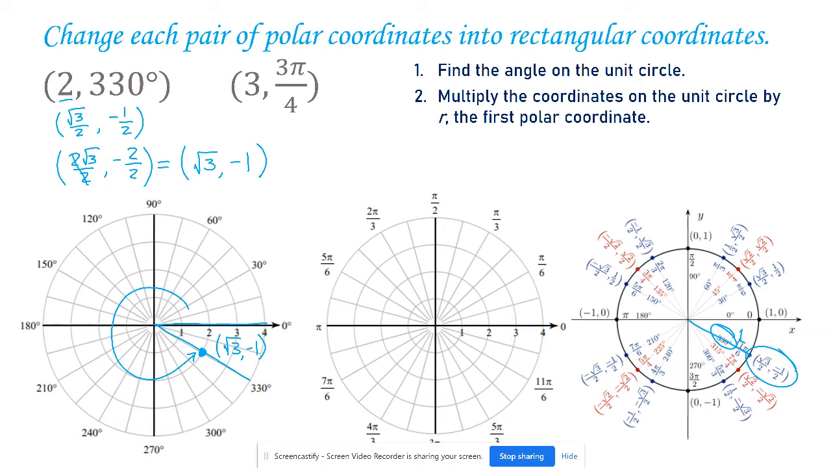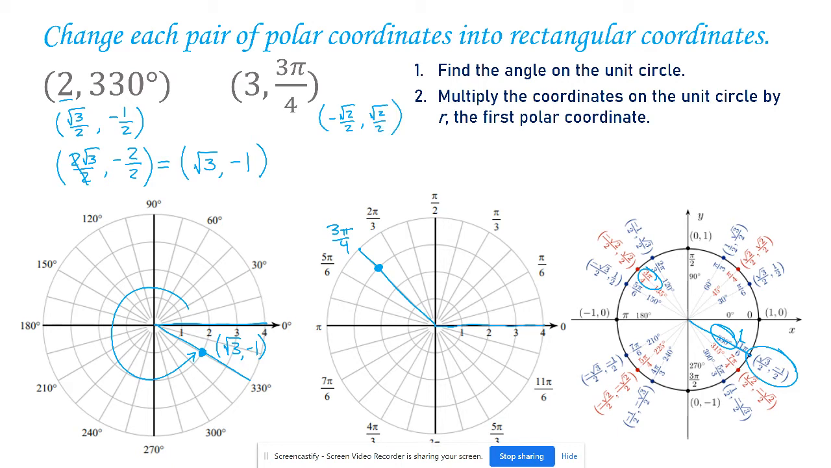So second example here is in radians. We have 3 pi over 4. That is right here. Again, it's not marked, but that's where it is. And the r on this one is 3, so we're going to go out 3 spaces. We're going to be right here. So we have 3 pi over 4, we go out 3. So again, find 3 pi over 4 on the unit circle. It's right here. The coordinates now are negative square root of 2 over 2 and positive square root of 2 over 2.